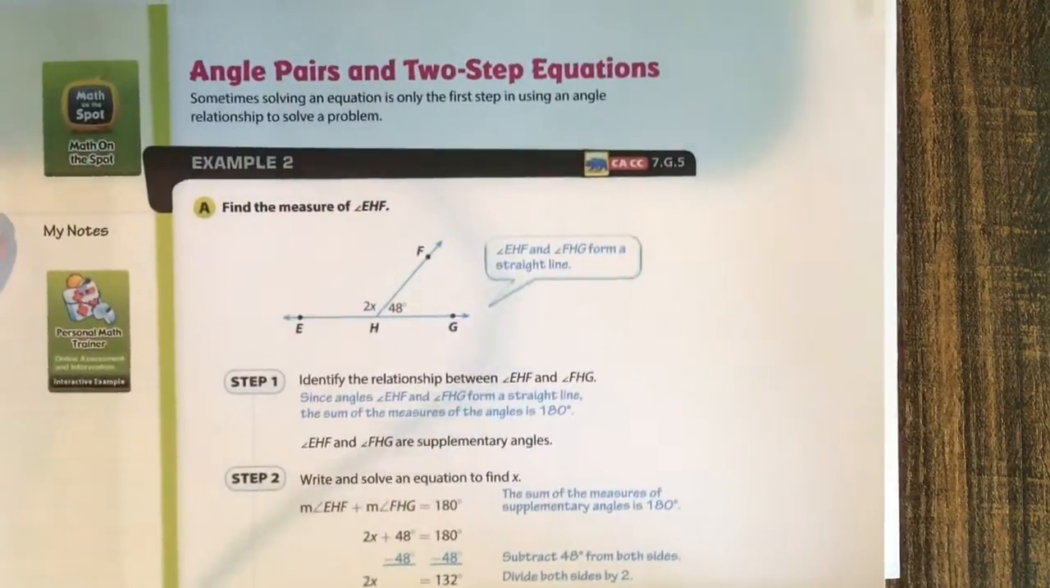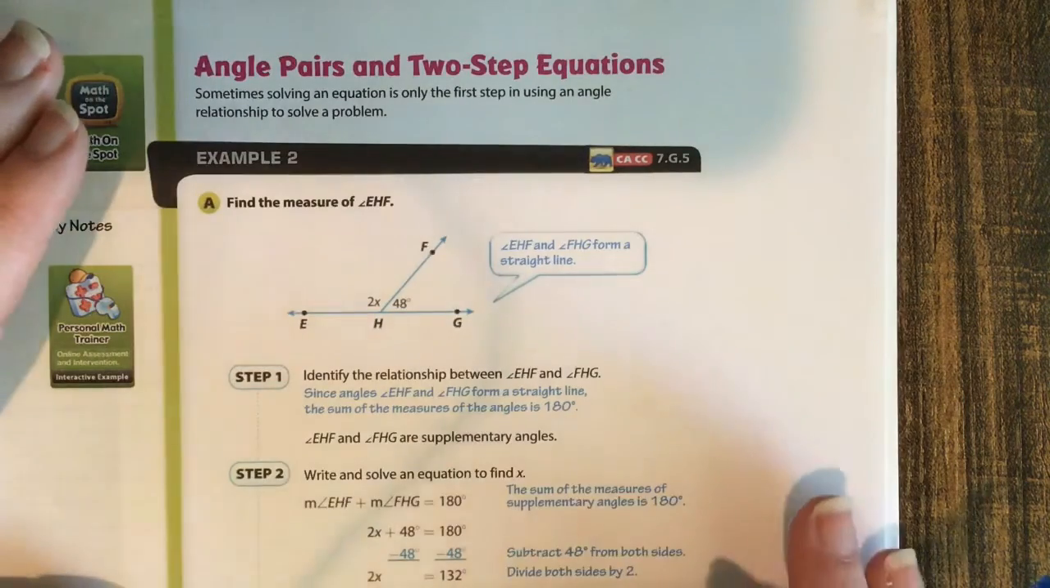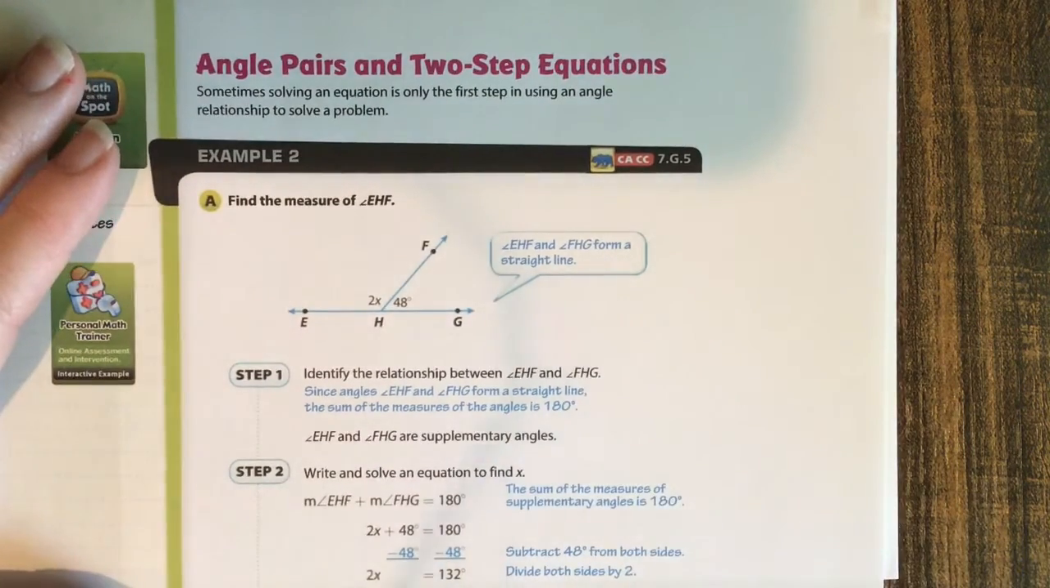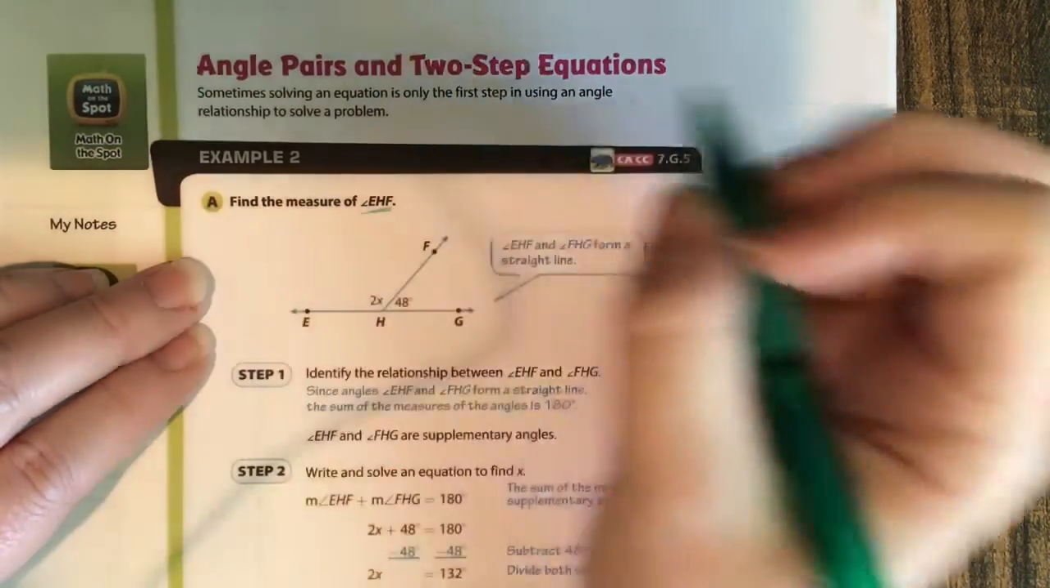Let's go on to Angle Pairs next, page two-step equations, page 254. Now we're going to do some more actually solving equations, using what we know about solving two-step equations to find unknown angles. So first of all, this one says find the measure of angle EHF.